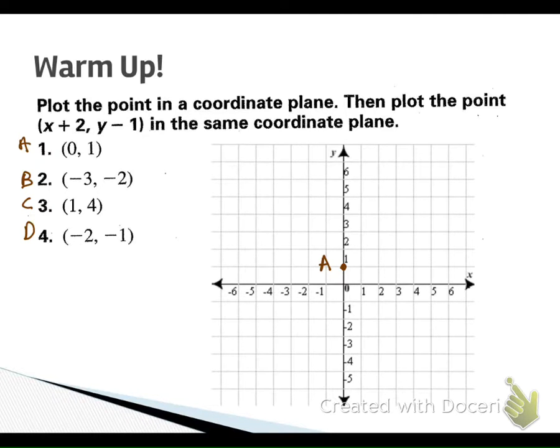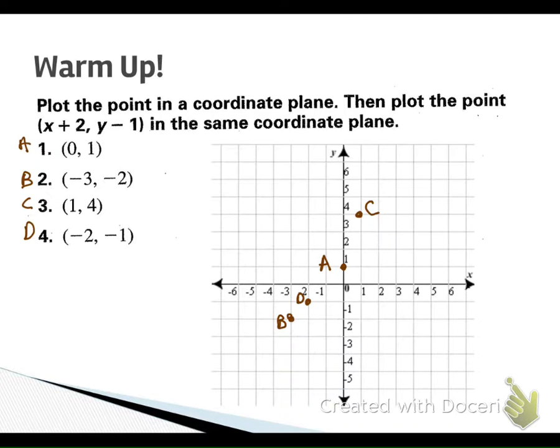And then B is -3 in the x direction, -2. And that's B. C is 1 in the x direction, 4 in the y direction: 1, 2, 3, 4. And then D is (-2, -1). Okay, do we have any questions on how we graphed and plotted those points? No. Okay, so now we're going to graph the translation.